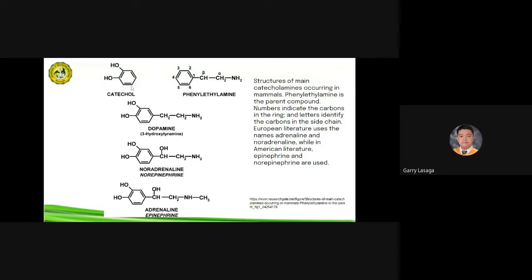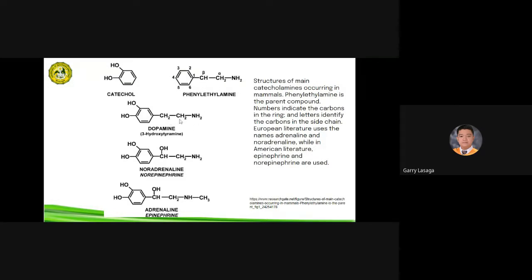When we say catechol group, that is composed of a benzene ring. A benzene ring is composed of 6 carbon atoms that has alternating double bonds. And we also have here 2 hydroxyl groups attached to the benzene ring. That particular group is known as a catechol group. Its parent compound is known as phenylethylamine.